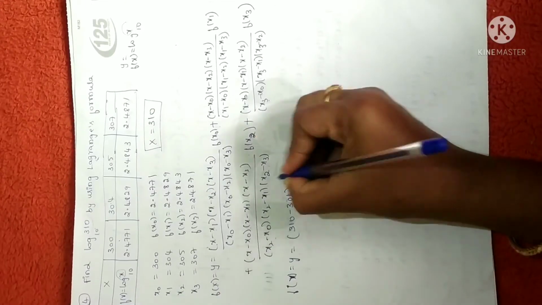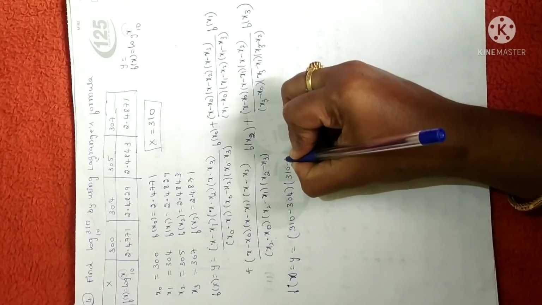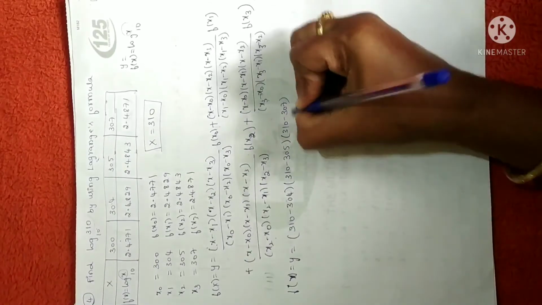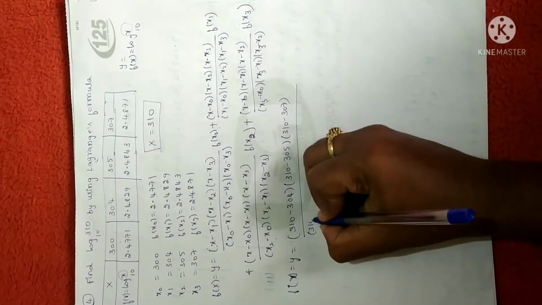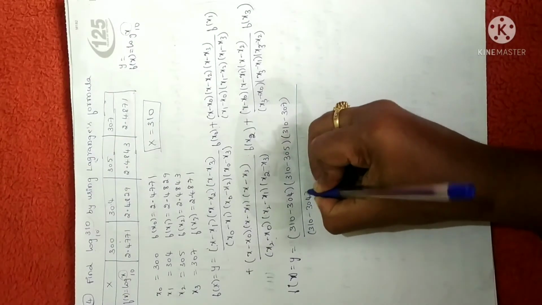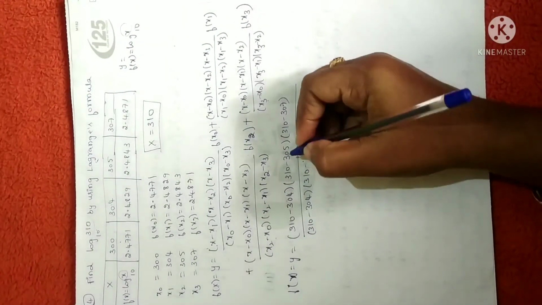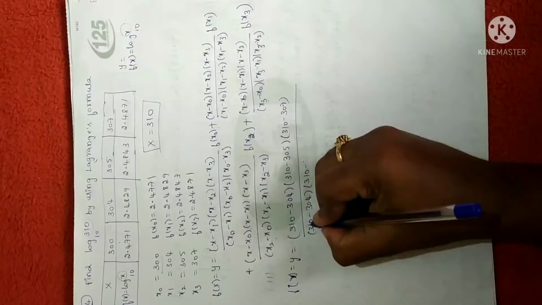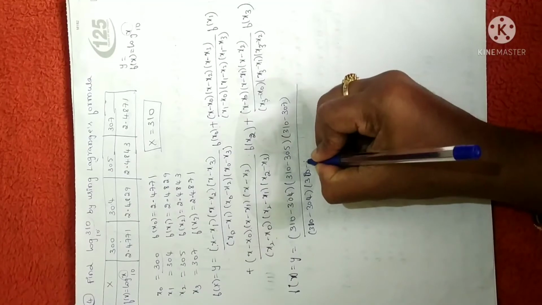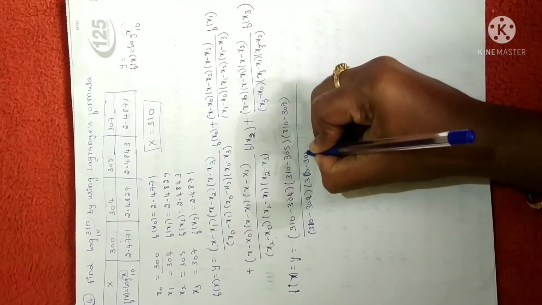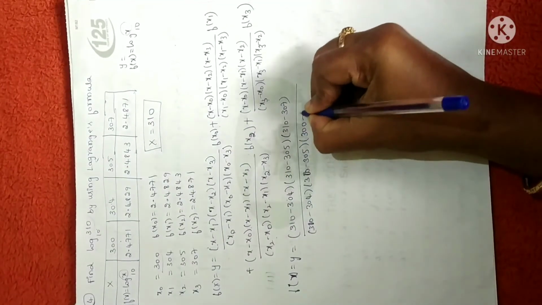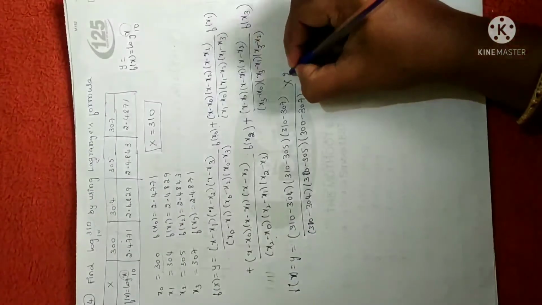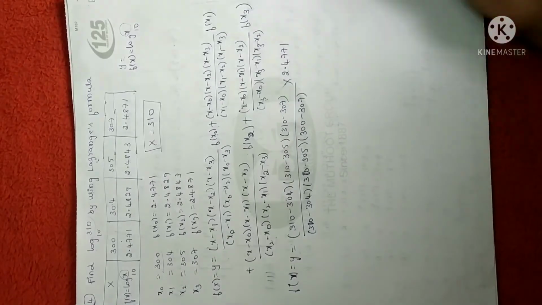Next, x is 310 minus x2 is 305. x is 310 minus x3 is 307, divided by x naught is 300 minus x1 is 304. x naught is 300, right? See here, x naught is 300. x naught is 300 minus x2 is 305. Next, x naught is 300 minus 307 into f of x naught is 2.4771. So this is the entire first term.